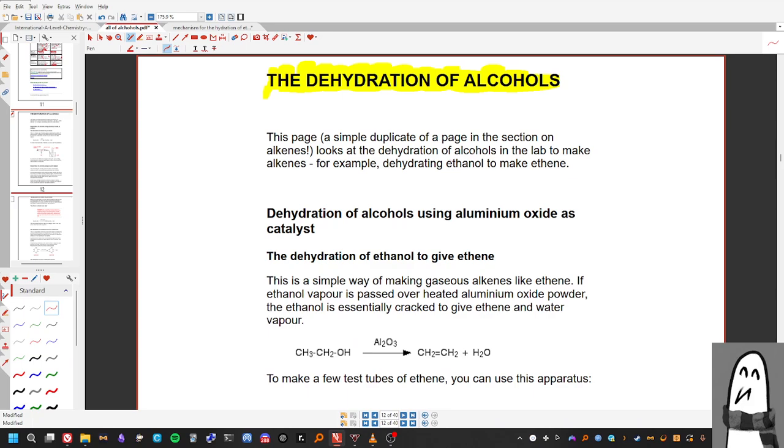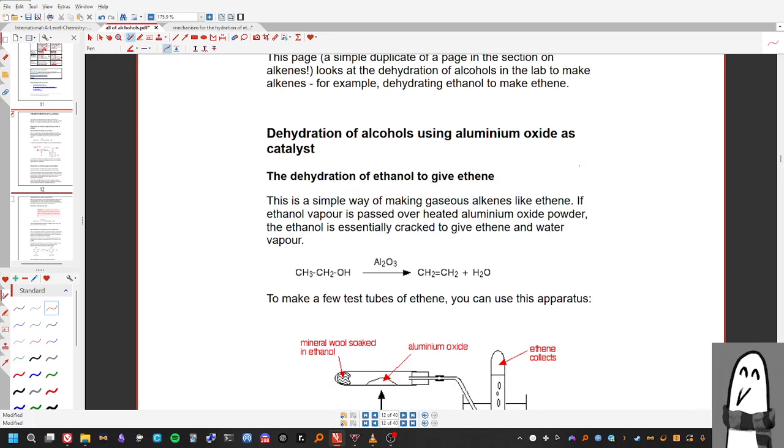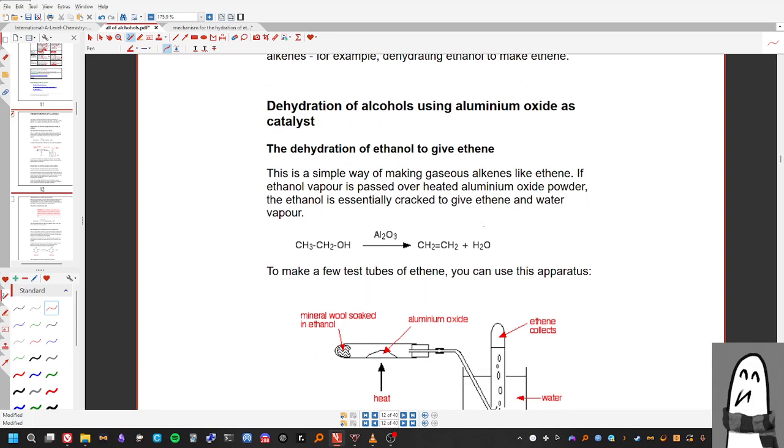So yeah, this page is a simple duplicate of a page in the section on alkenes. It looks at the dehydration of alcohols in the lab to make alkenes, for example, dehydrating ethanol to make ethene. So this is a way to make alkenes, but this falls under a reaction of ethanol or of an alcohol. So, dehydration of alcohol using aluminium oxide as a catalyst, right? I wonder if the halogenation page will also just be a copy paste of the other one. That would be kind of cool.